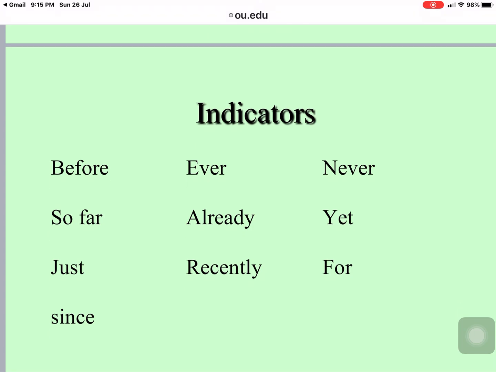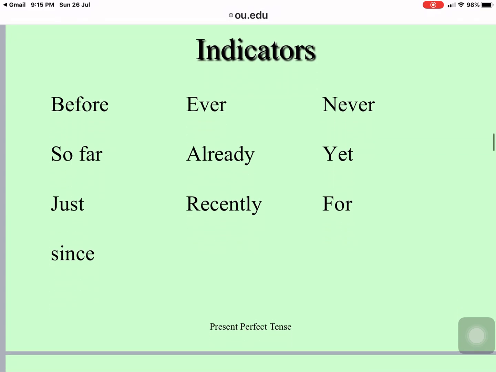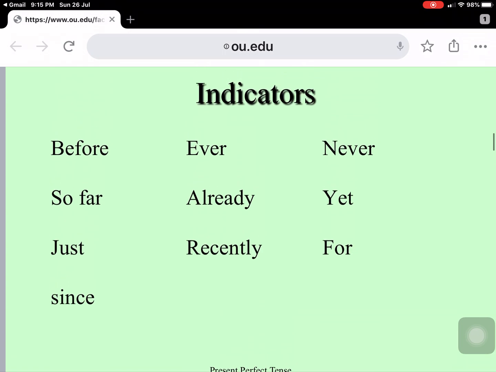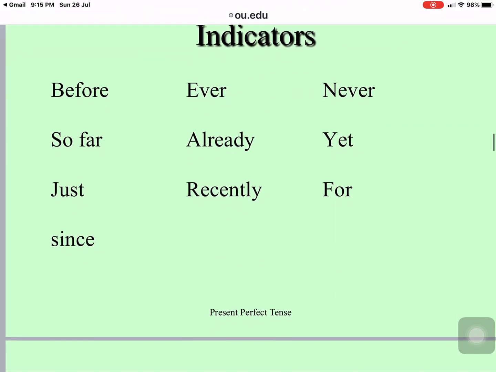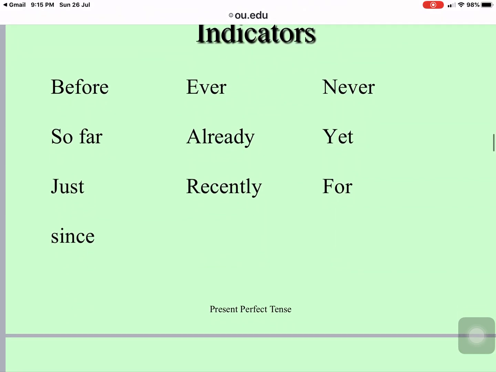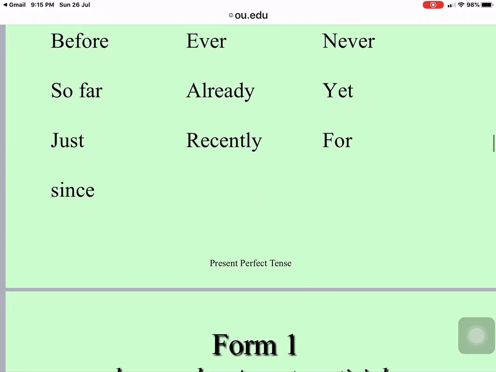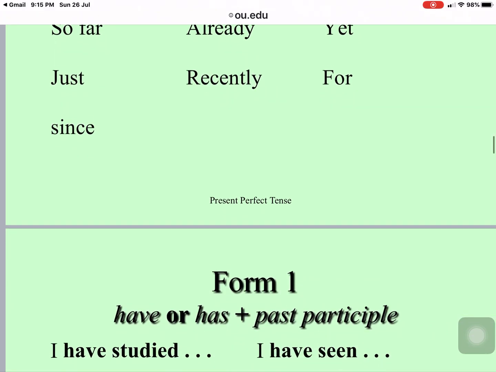See, to recognize present perfect tense: before, ever, never, so far, already, yet, just, recently, for, since. These are the indicators to learn that a particular sentence or text is in present perfect tense.